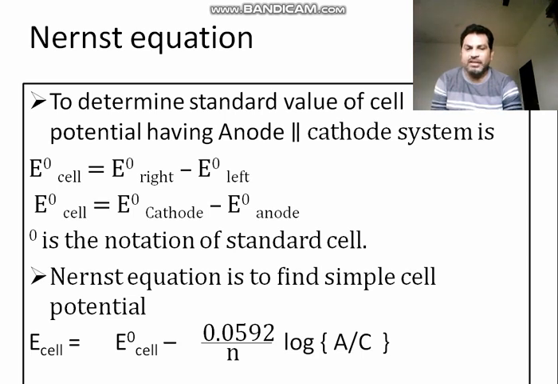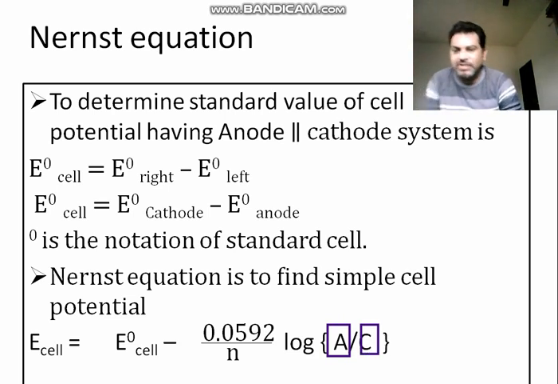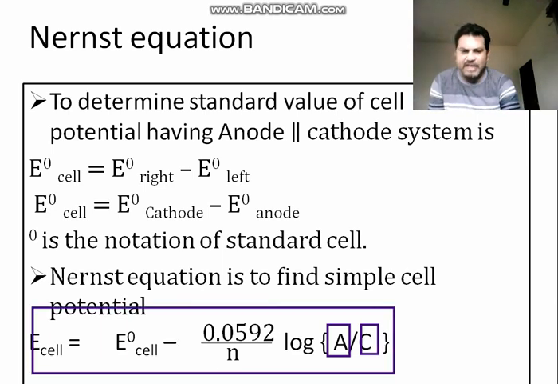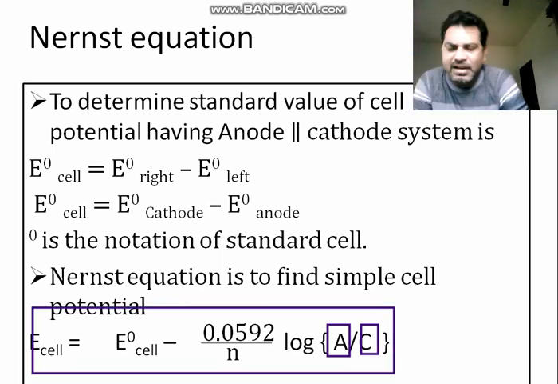Suppose the value of anode is changed and becomes A, and of cathode is changed and becomes C. So now that concentration value we can take out using this Nernst equation. This entire equation is called the Nernst equation. And how will you remember the Nernst equation? E cell is equal to E degree cell minus 0.0592 upon n log anode by cathode.